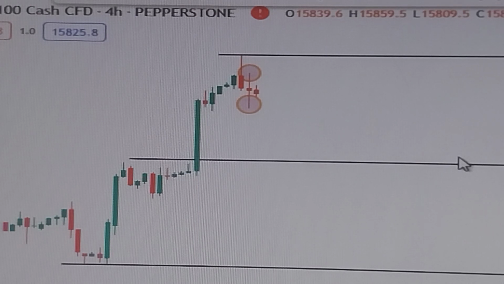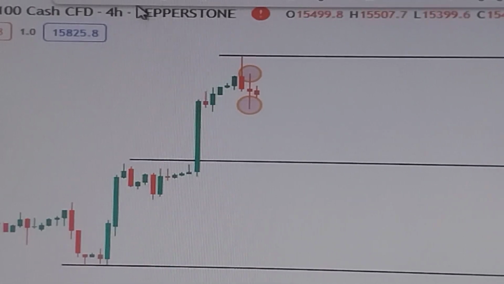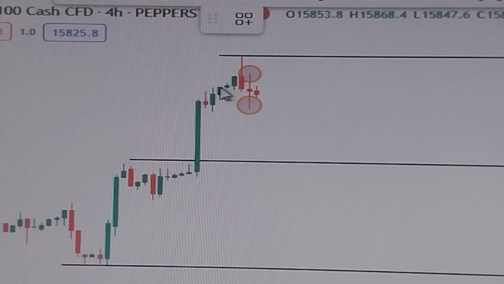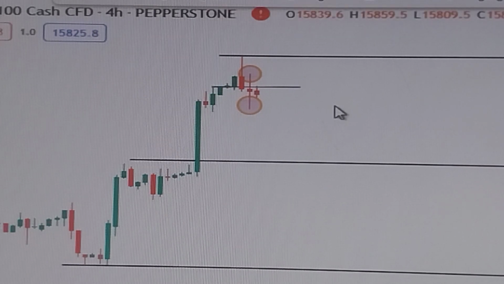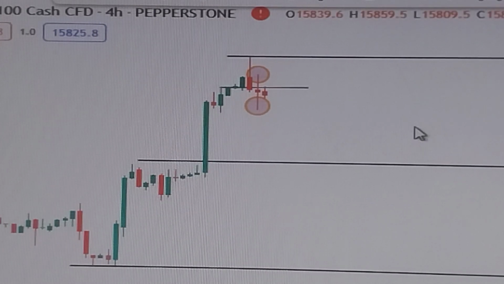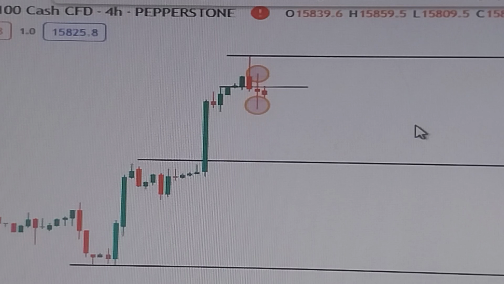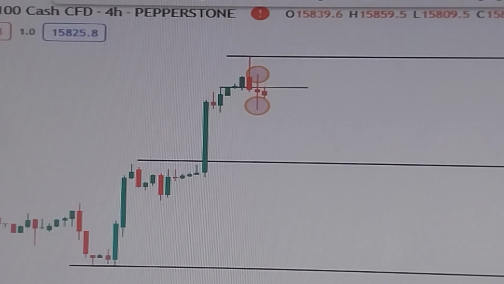Our resistance on our 4-hour time frame was based on this area where the market was giving us the closing and opening. Okay, this was our resistance area. Confirmation, the first confirmation that we had for our price that we will sell.